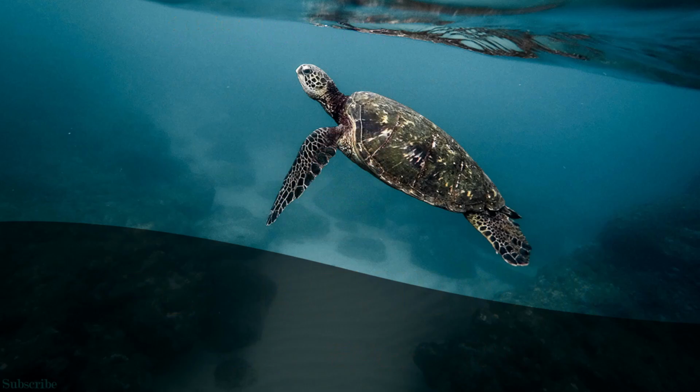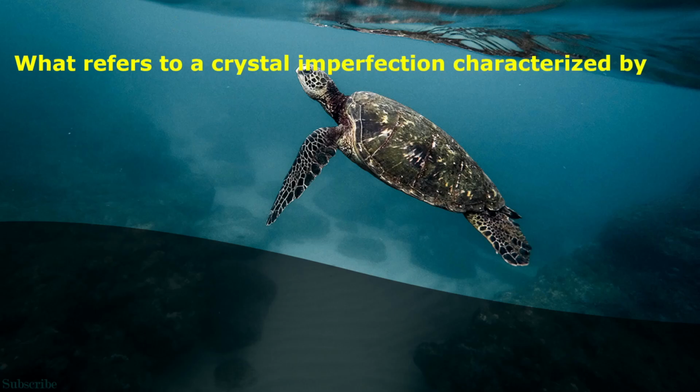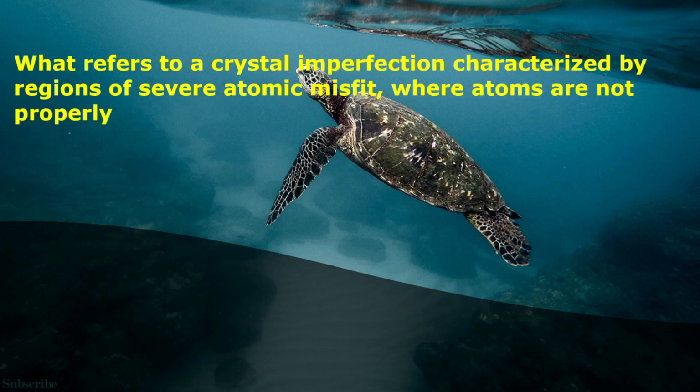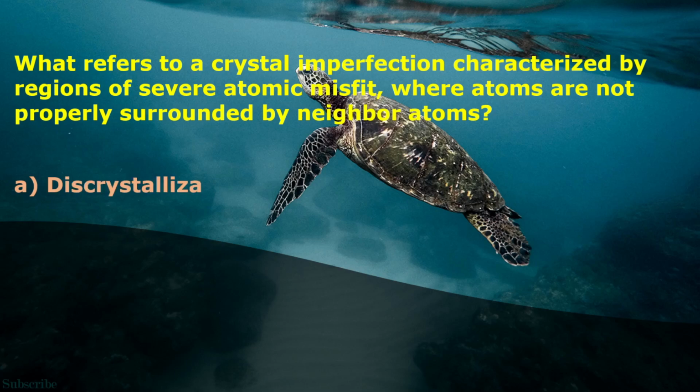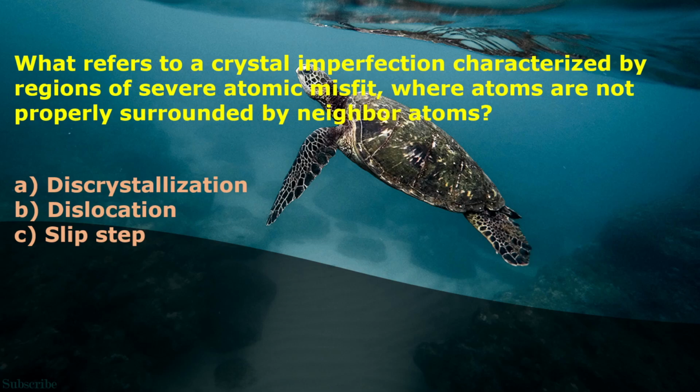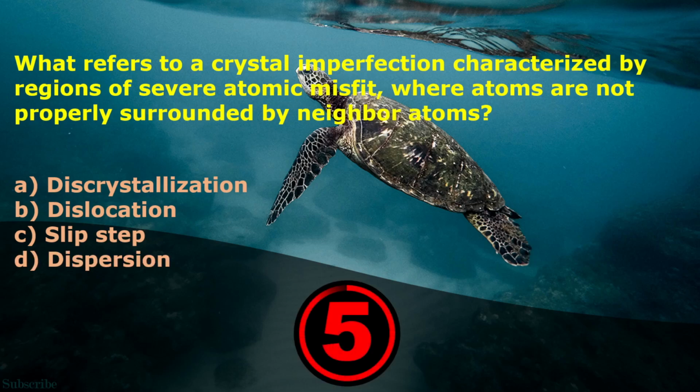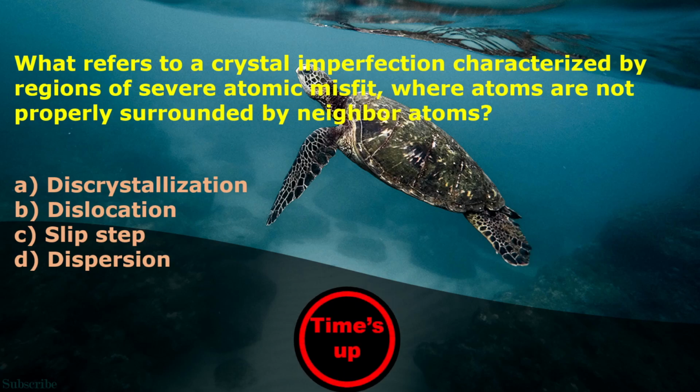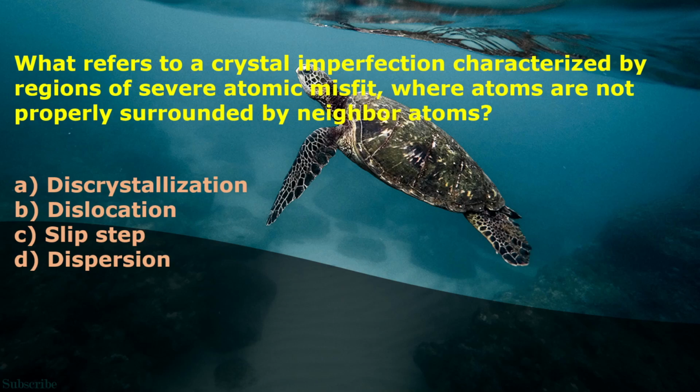Question number 1. What refers to a crystal imperfection, characterized by regions of severe atomic misfit, where atoms are not properly surrounded by neighbor atoms? A. Discrystallization. B. Dislocation. C. Slip step. D. Dispersion. The correct answer is letter B. Dislocation.